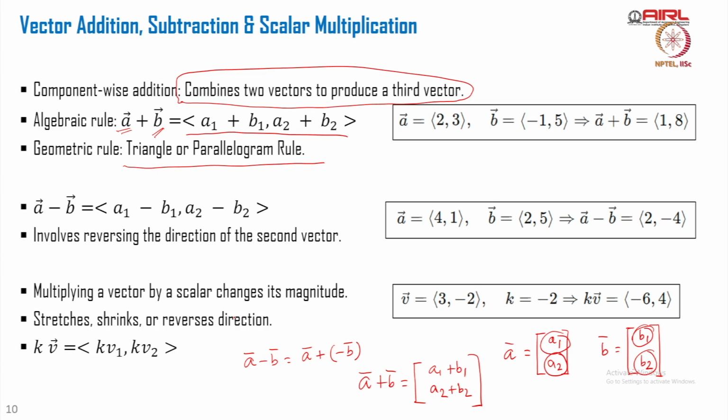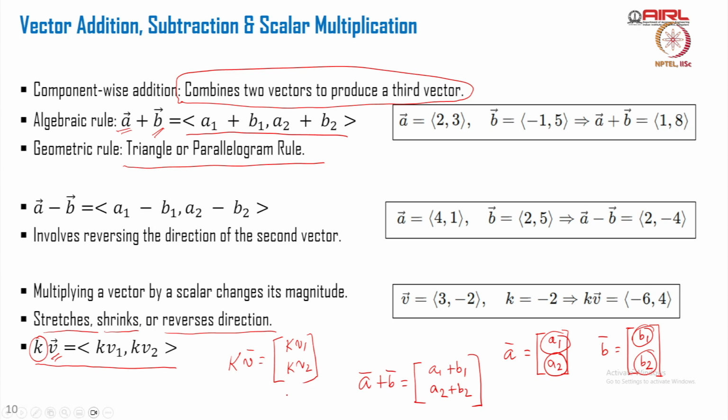When we go for scalar multiplication, we can see that when one particular vector is multiplied by a scalar, it changes the magnitude. It can stretch the original vector, shrink it, or reverse its direction. So when we show it mathematically, a vector V multiplied by a scalar k becomes kV1 and kV2.